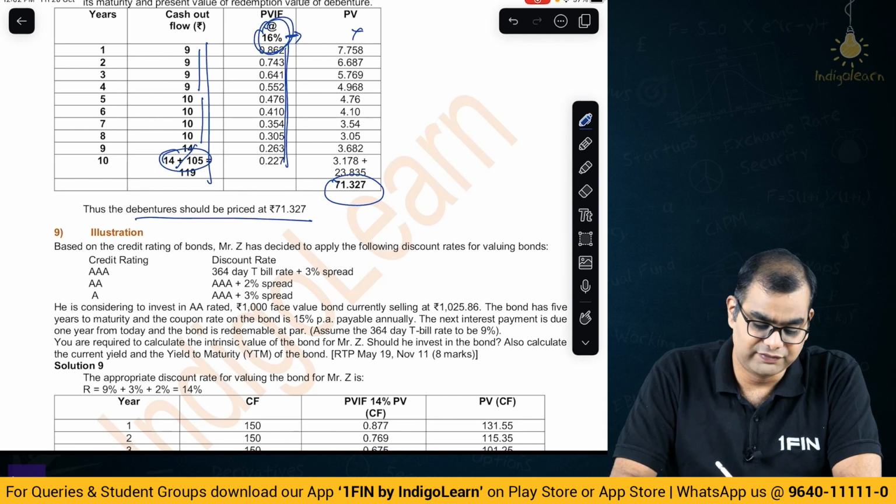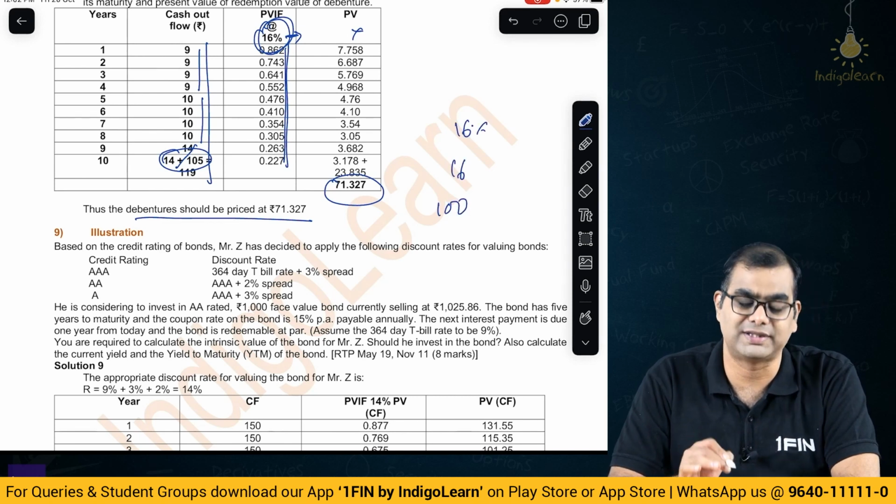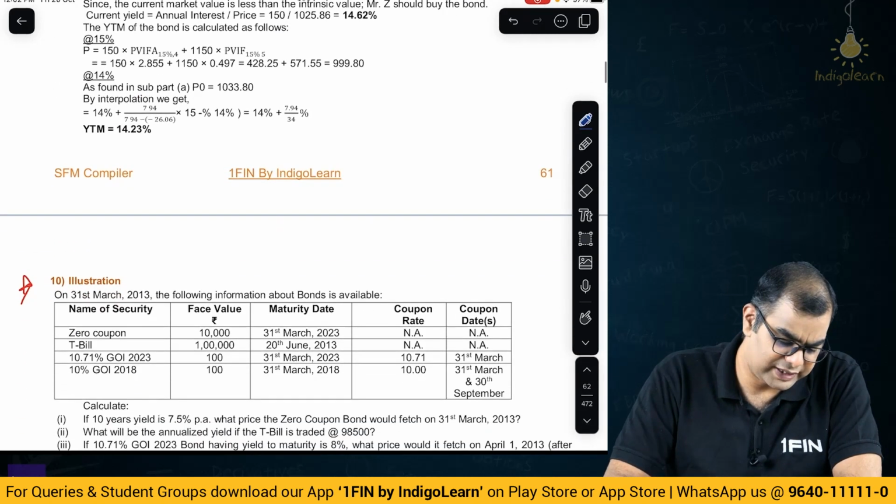Theoretically, if the yield is 16 and coupon is also 16, the face value is the issue price. In our case, that is not the scenario, and hence the price is lower than face value. Let us look at the next question.